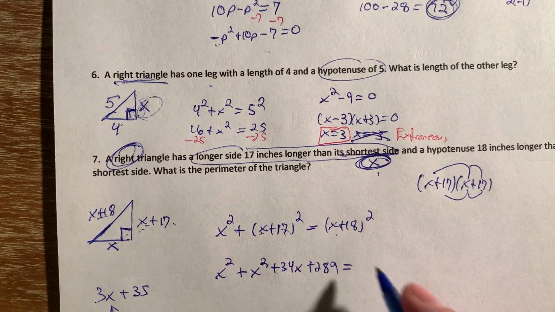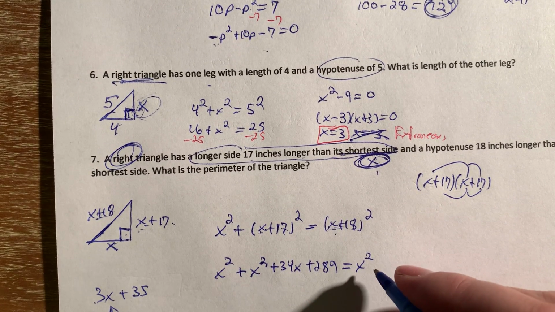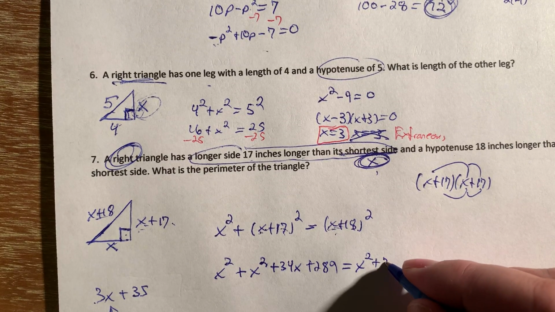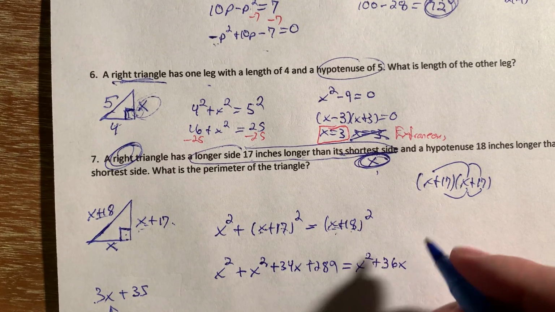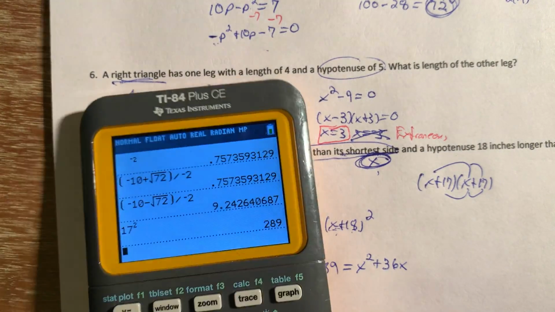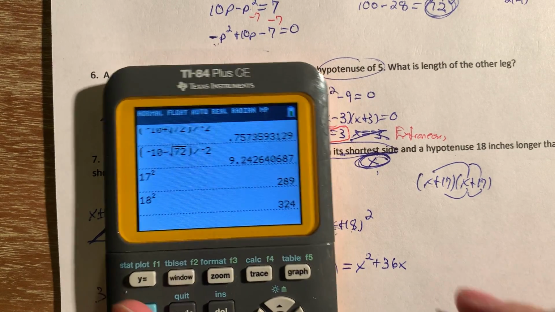Equals, we have to square the first one, multiply these two together and double it. So that's 18 times x is 18x, doubled is 36x. And we have to square the last one, 18 times 18. I believe it's like 324, but that might not be right. 324, good.